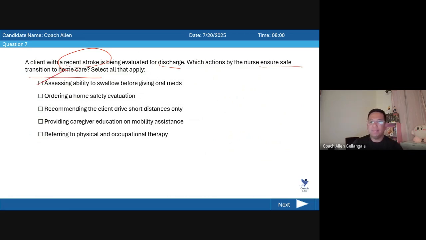Ordering a home safety evaluation through home-based occupational therapy. Is it necessary? Yes. For people with stroke, especially here in the US, it is a requirement that there be consistency and continuity of care. I'm just telling you, especially those international students who will be taking the NCLEX later on, you need to make sure that you think of it from a US healthcare perspective. There is full continuity of care.